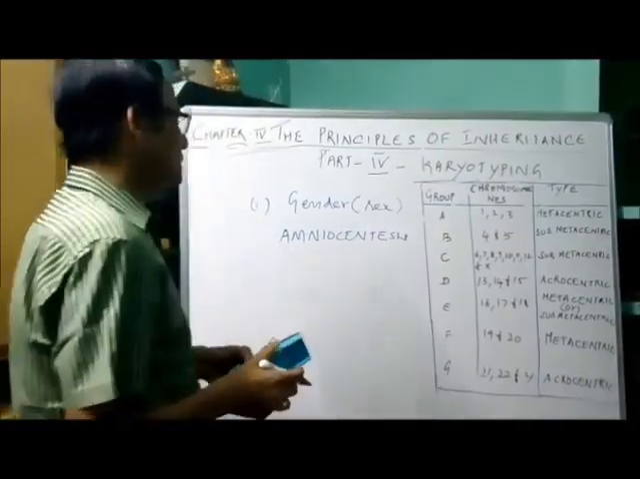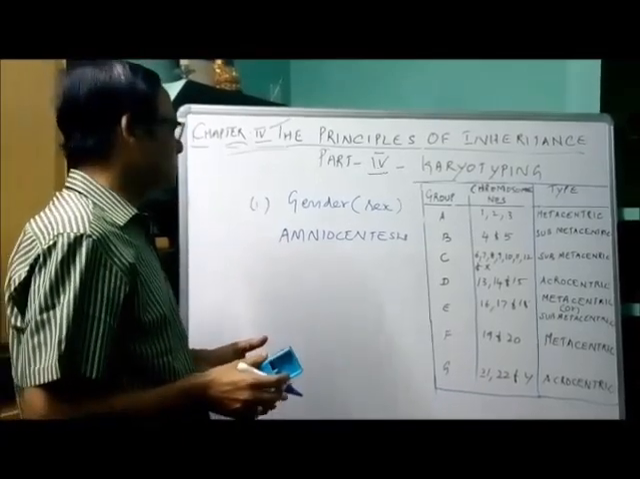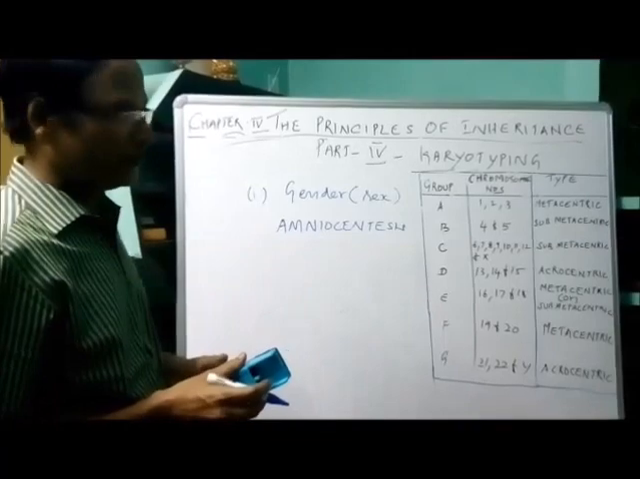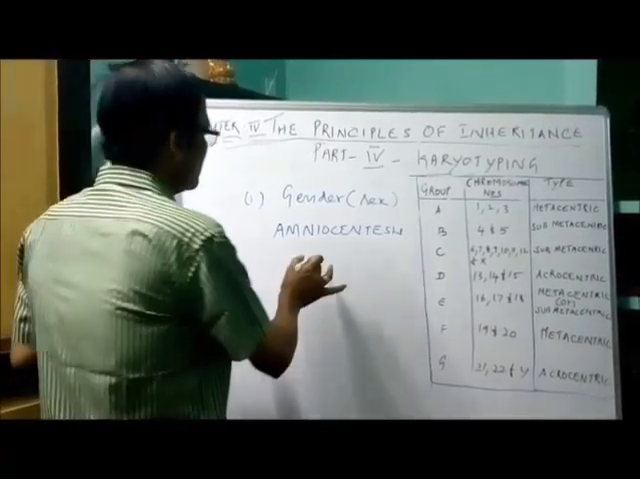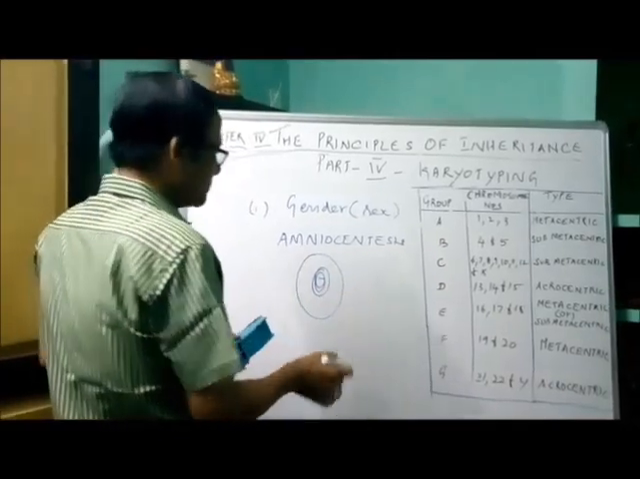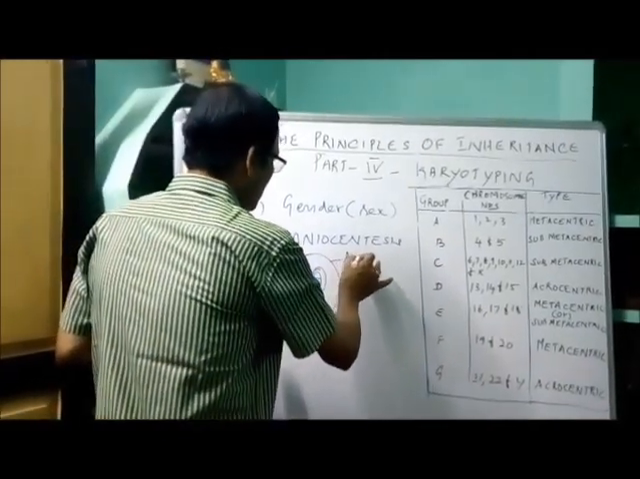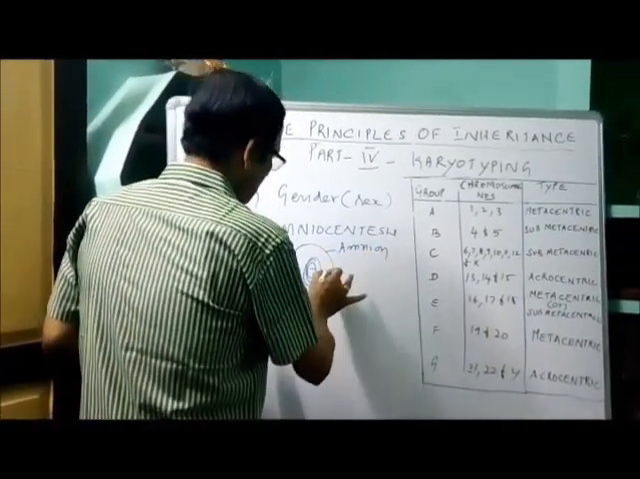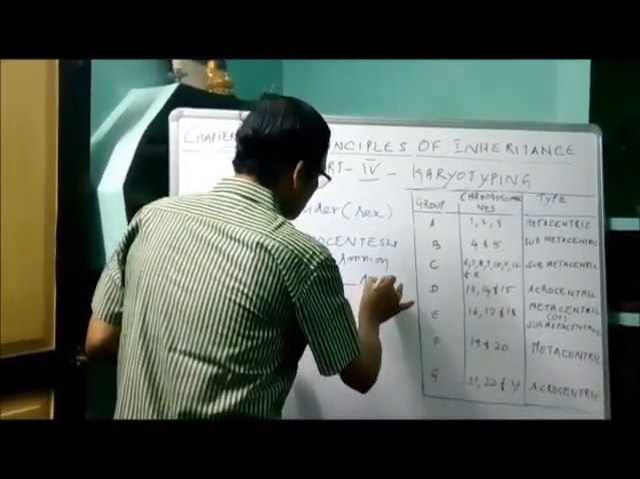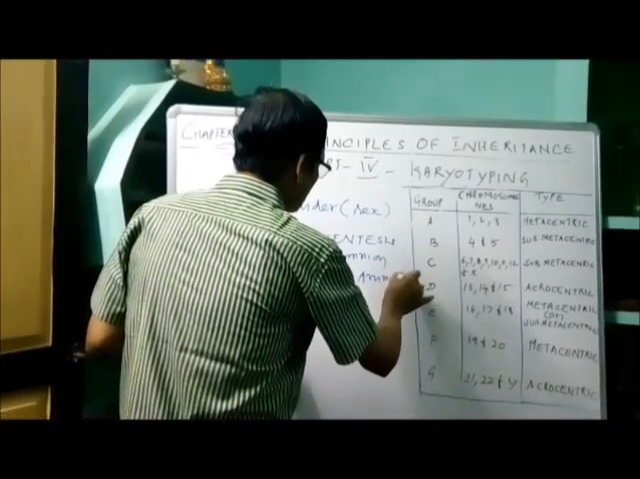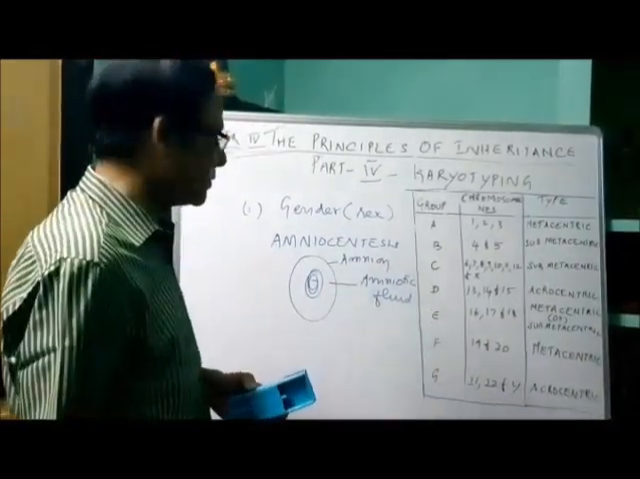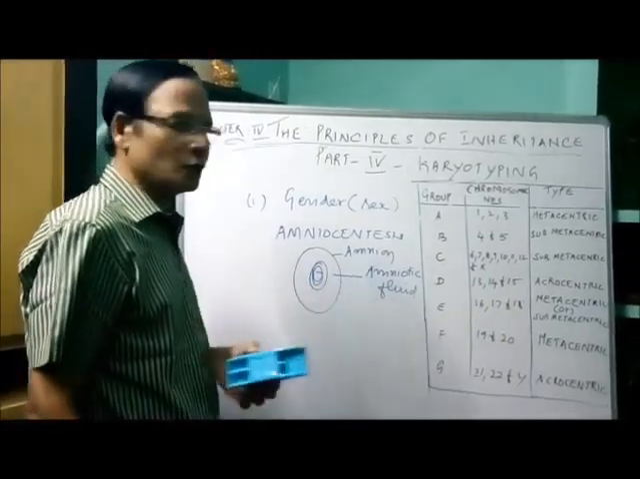Amniocentesis. This is a method adapted to know the sex of the baby that is developing inside the womb of the mother. Here, normally the embryo is developing within what is called a membranous bag, the amnion, and the child is floating in a fluid, the amniotic fluid. So it is surrounded by an extra-embryonic membrane called the amnion and floating in amniotic fluid.